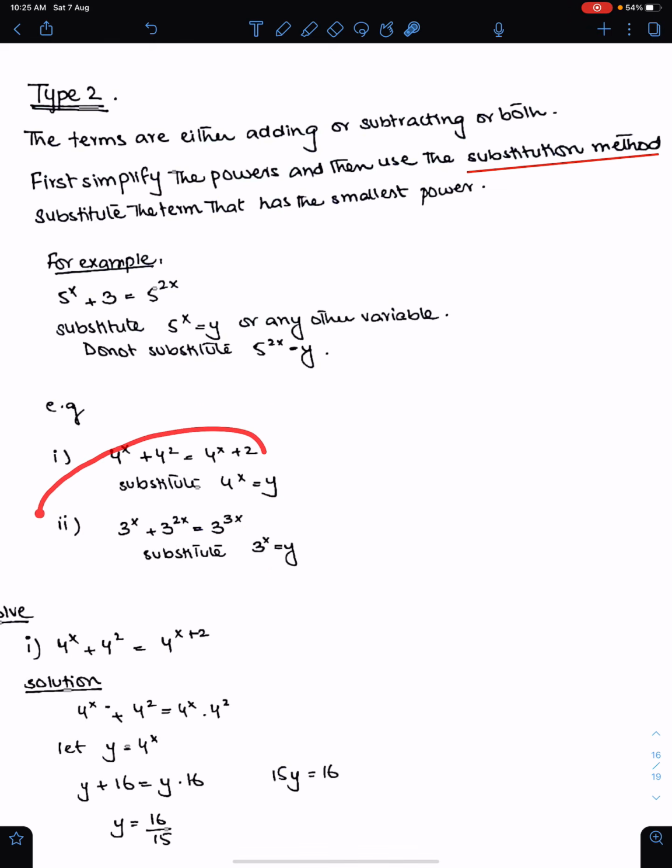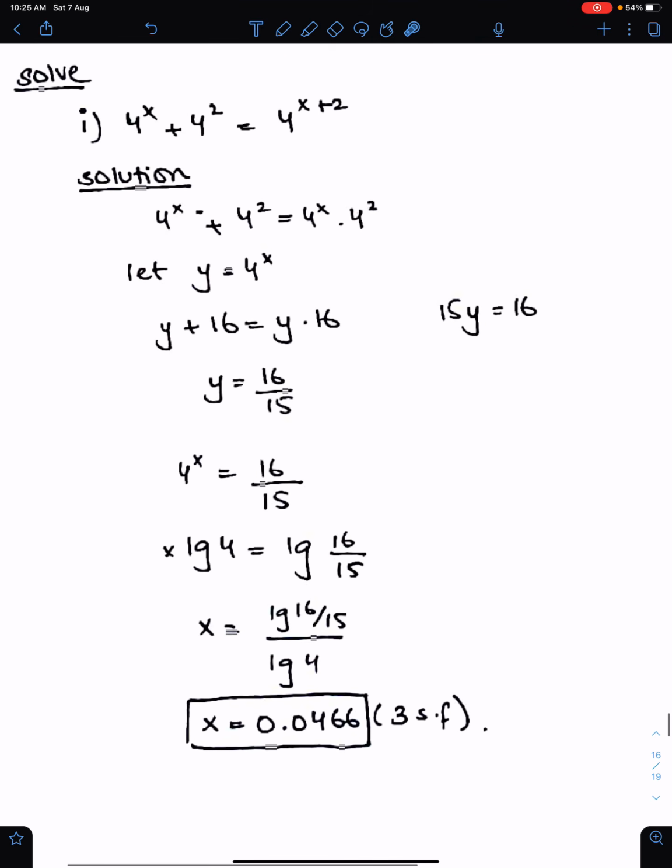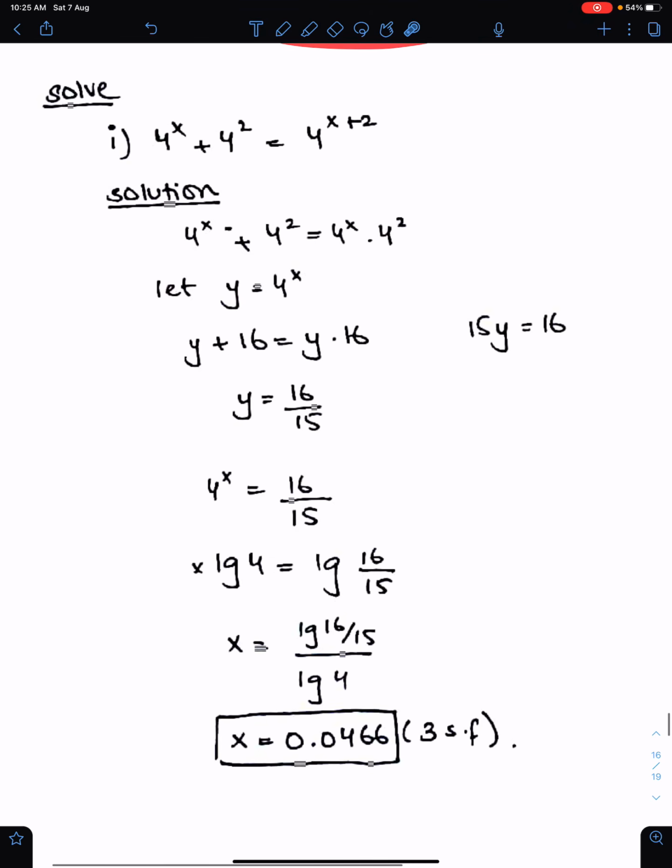Now, how to solve these types of equations? See, example 1. To solve this equation, first get the simplified form of this term, 4 power x into 4 squared, and copy the left hand side. Now, this 4 power x should be substituted as y, and you have to mention the substitution, it's compulsory. Let y be 4 power x. So this will become y, this will become 16, this is 16y and this is y.